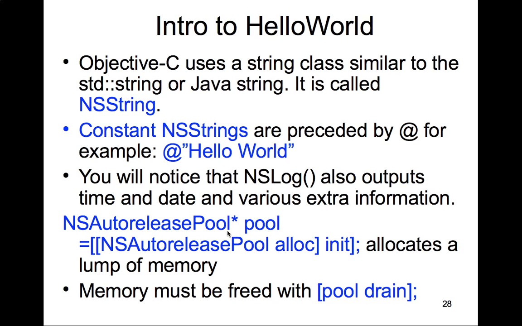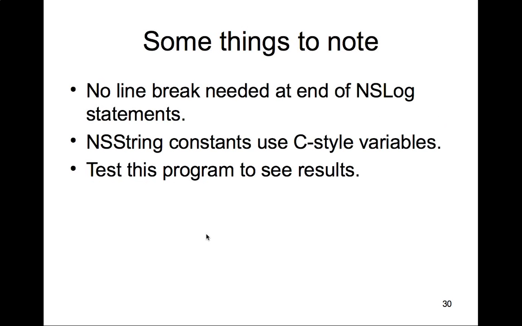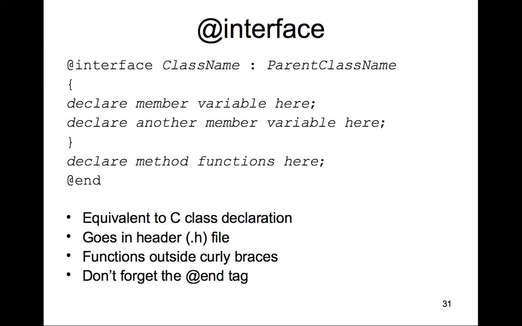We don't have to worry about this. I've already shown you the NSAutoreleasePool, the newer way of doing it, so we don't have to drain the pool. And this is essentially going through example 2 that I went through. No line breaks are needed at the end of the NSLog statement as well. Excuse me, NSLog puts a line break at the end automatically. NSString constants use the C style variables, and the test program example number 2 shows you those results.